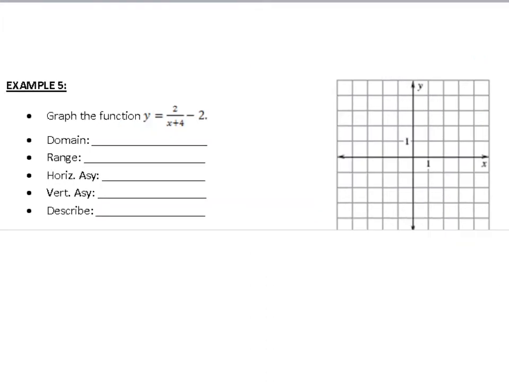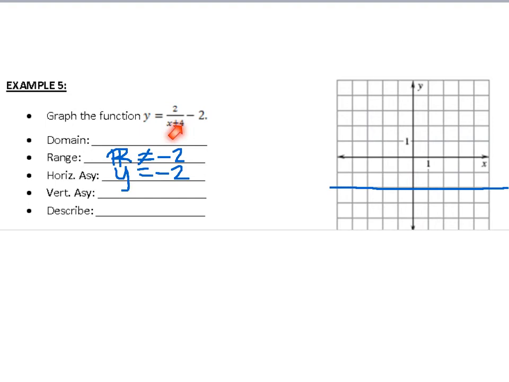Okay, so let's start by again looking at our equation to see what movements we've made. So this minus 2 says my whole graph goes down 2. I'm going to draw my horizontal asymptote right down here, down 2. So my horizontal asymptote is the line y equals negative 2. So for my range, I can have all real numbers not equal to negative 2.